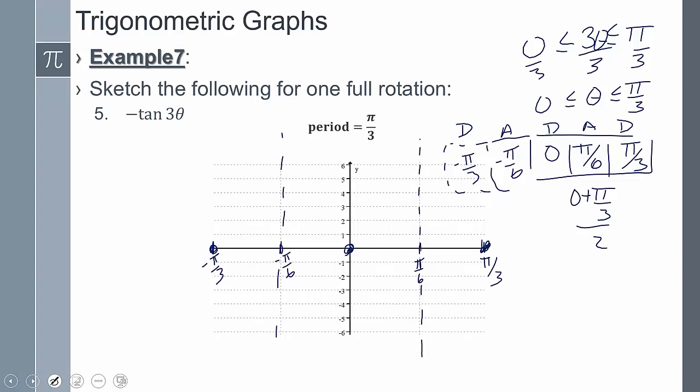And then because it's negative, normally tangent goes that way. Because it's negative, that's going to flip. So now it goes that way. And so we can have our tangent graphs.